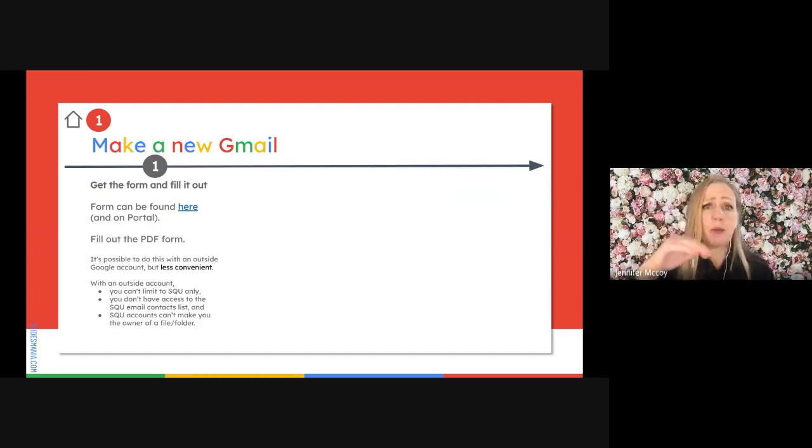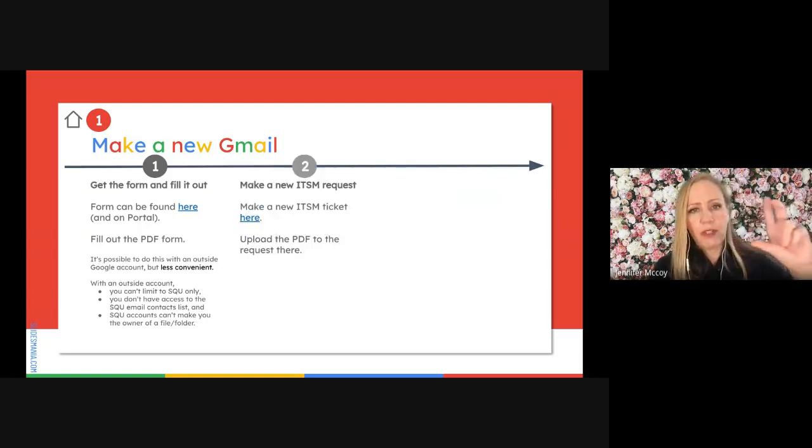If you're adding people by email, for example, on a shared document, you are just going to have to copy paste over Gmail addresses from your SQU contacts list. And also, outside accounts can't make you the owner of a file folder, so you can't transfer ownership outside the SQU domain. If I own something on my SQU Gmail, I can't change ownership to someone outside of the SQU system.